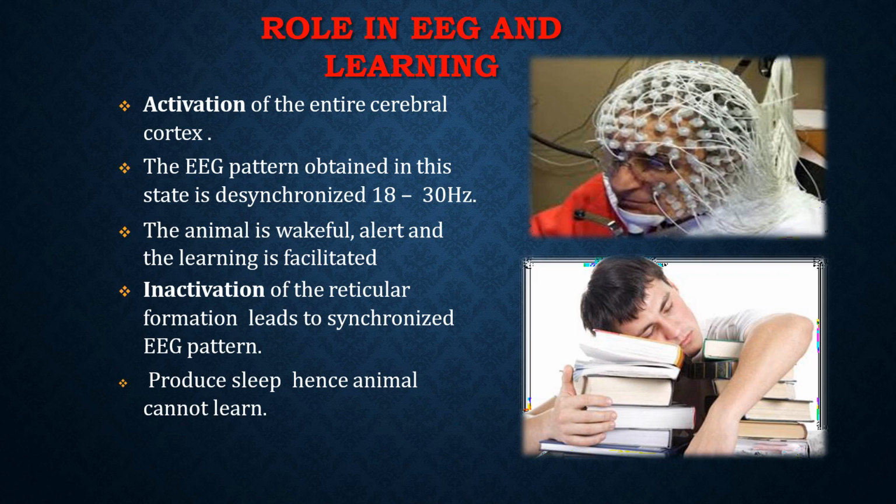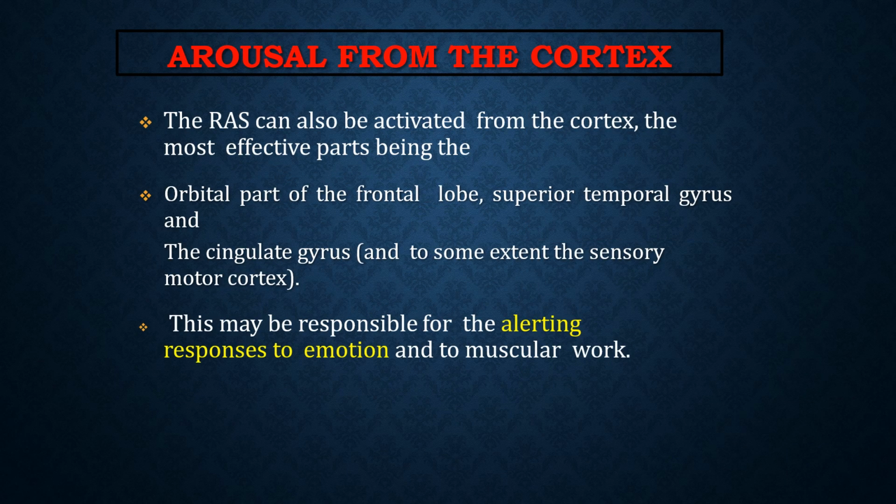So if the cerebral cortex and reticular formation are active, the person is wakeful, alert and learning is facilitated. But if it is inactivated, it leads to sleep and a synchronized pattern in EEG. So RAS, reticular activating system, can also be activated from cortex, and the most effective parts of cortex being the orbital part of frontal lobe, superior temporal gyrus and the cingulate gyrus. So this may be responsible for alerting responses to emotion and muscular work.